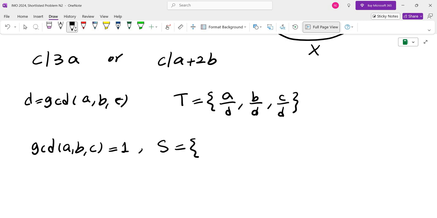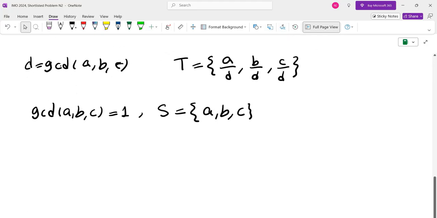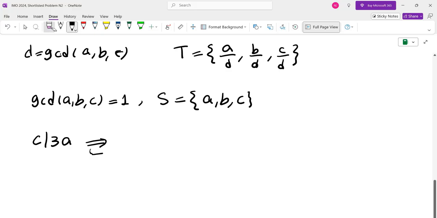And I'm going to look at the set A, B, C. And whatever answer that I get here, then I'm going to multiply by D. So let's see what I get. So I get C divides 3A, but I know that A and C are relatively prime. So that means C must be 3, because C must divide 3.